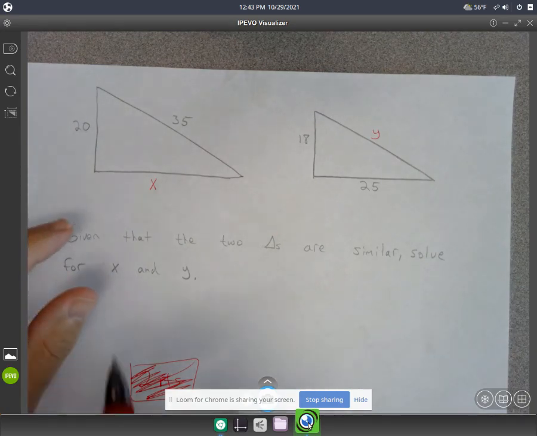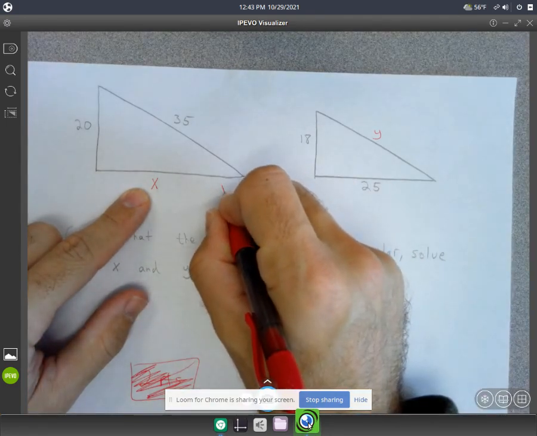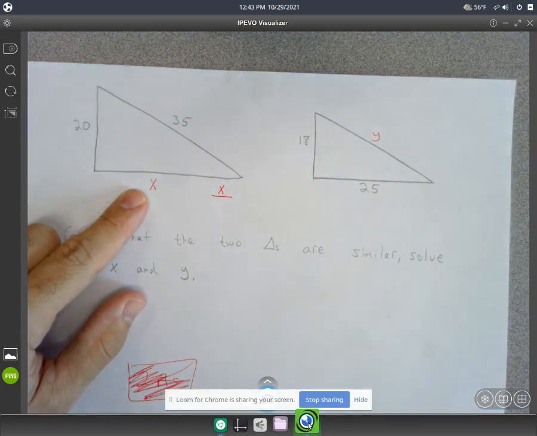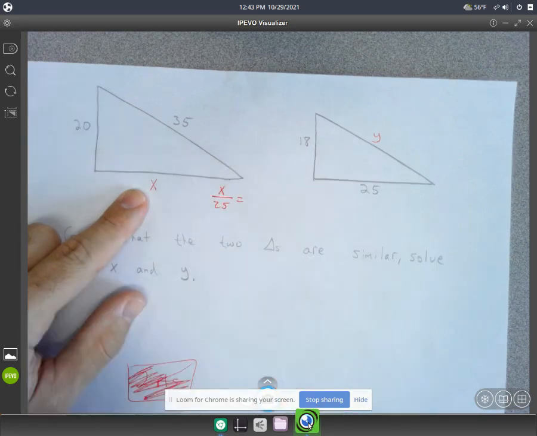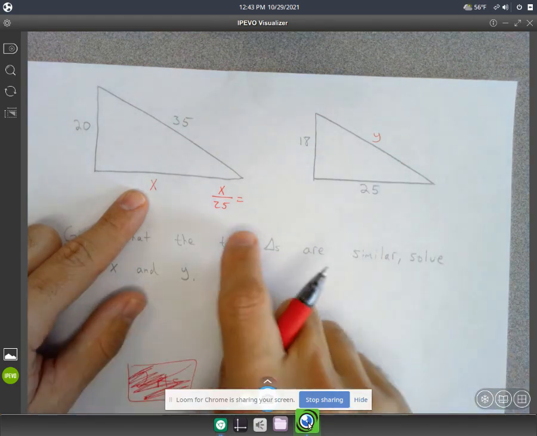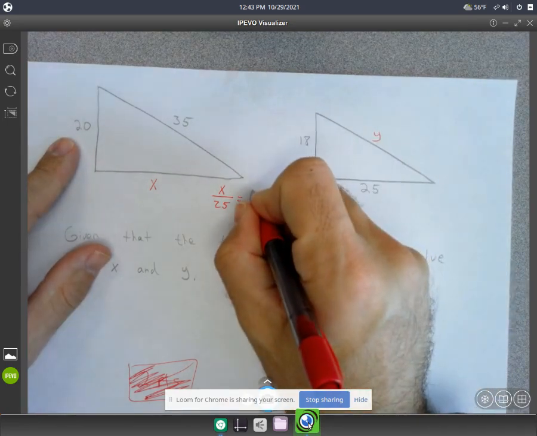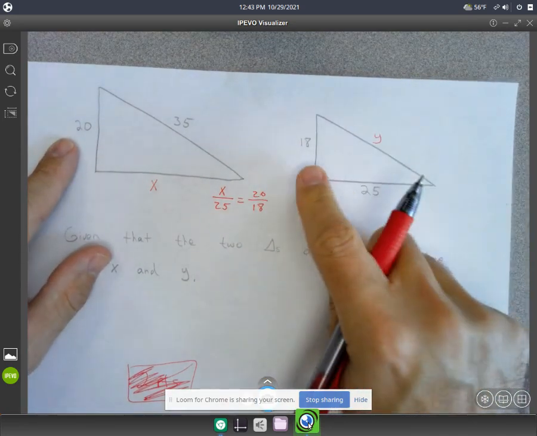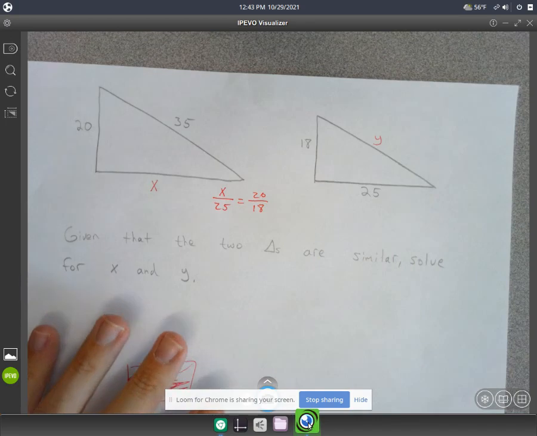But if it was a right angle, we could use the Pythagorean theorem if we knew how to do that. Anyway, what I'm going to do is solve for x first. I'm going to say x over 25 is equal to, now the only one I can't do is 35 is to y. It would be true, but it wouldn't help me solve the equation. What I need to do is x over 25 and 20 to 18. So 20 and 18, those are the only two corresponding sides that I know on both triangles. That's why I have to use those.